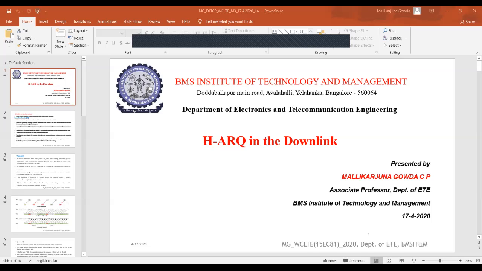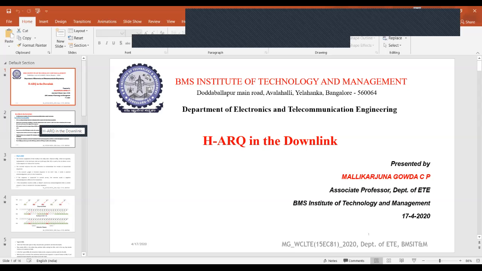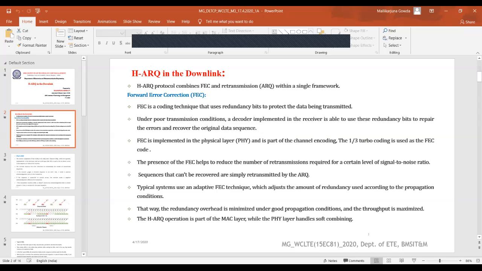It combines two things. One is forward error correction and the other is retransmission, in a single framework. As we are aware what FEC is, right? So, as I said, the hybrid ARQ protocol combines forward error correction and retransmission, that is ARQ, within a single framework.